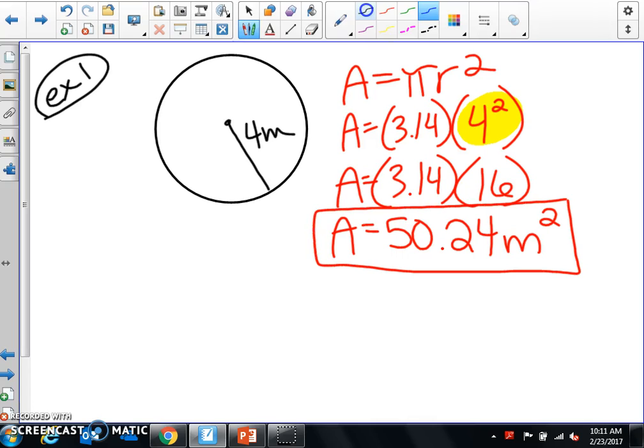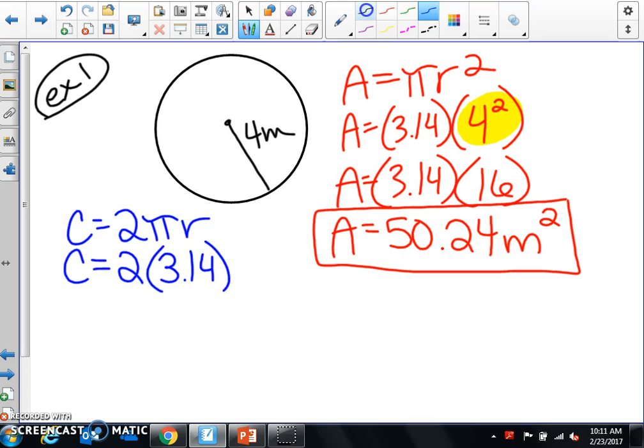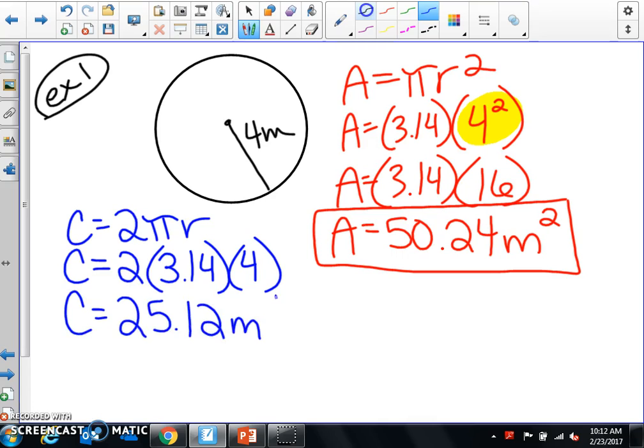For circumference, it's 2 pi r. And so we would say, okay, C equals 2. We always turn pi into 3.14, and then my radius is 4. So now in my calculator, 2 times 3.14 times 4 equals 25.12 meters. Just like perimeter, circumference is just whatever that unit is. It's not squared or anything like that.